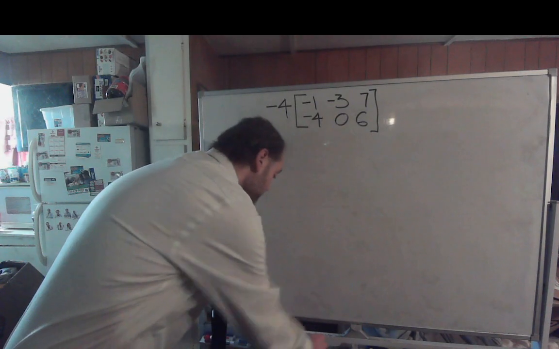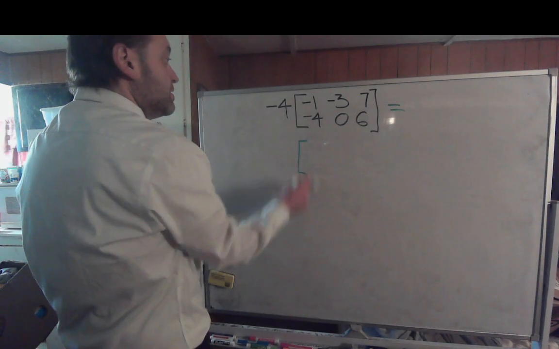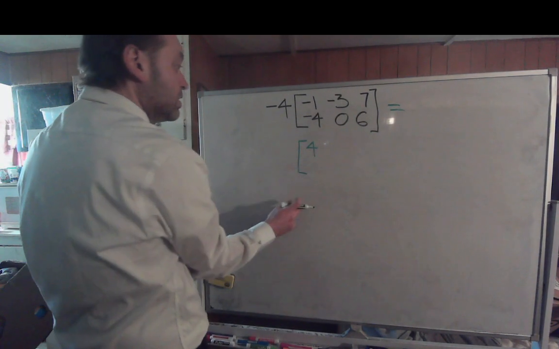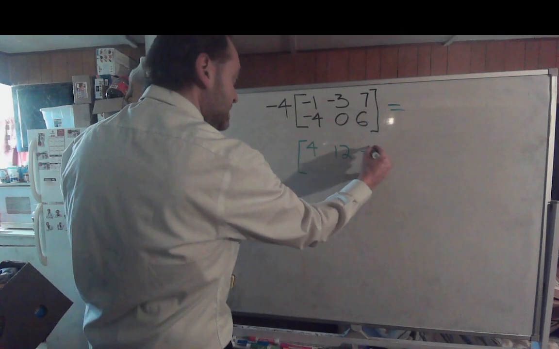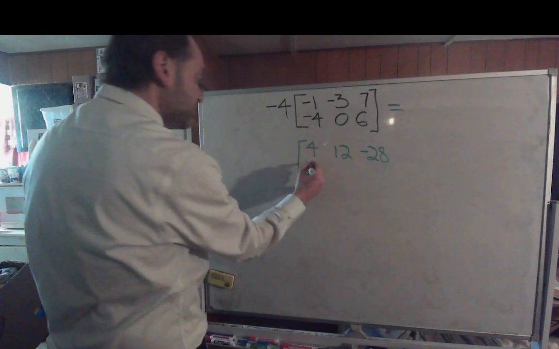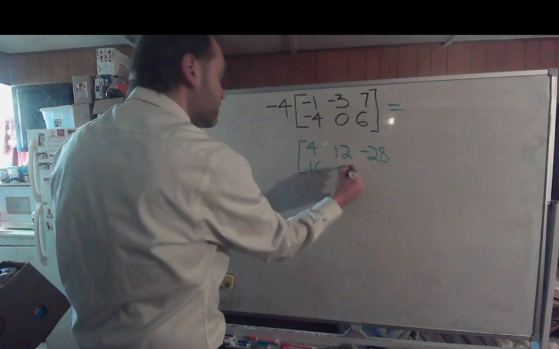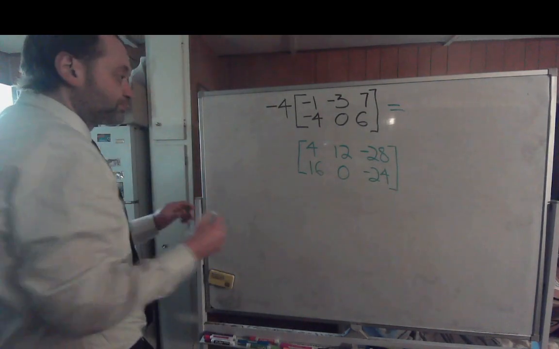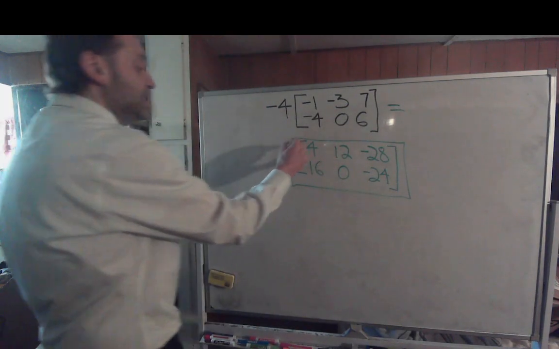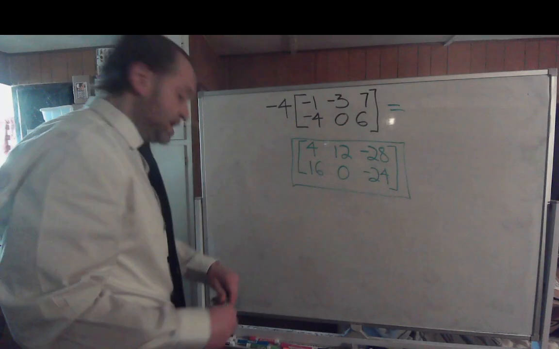So I have the matrix -1, -3, 7, -4, 0, and 6 times the scalar multiple of -4. So what am I going to do with that? Well, it's actually quite simple, really. I'm going to take each of my entries here and multiply them by -4. So -4 times -1 gives me +4. -4 times -3 gives me +12. -4 times +7 gives me -28. -4 times -4 gives me +16, actually. -4 times 0 gives me 0. And then -4 times +6 gives me -24. So, as you see, both matrices are still 2 by 3. They're the same order, but I've just simply multiplied each entry by a scalar multiple.